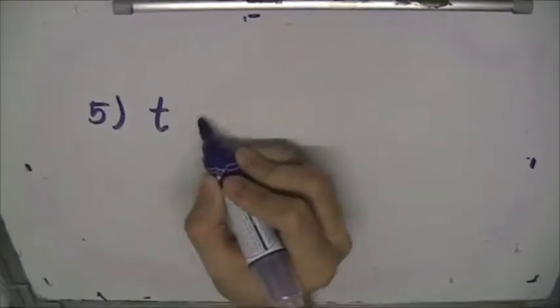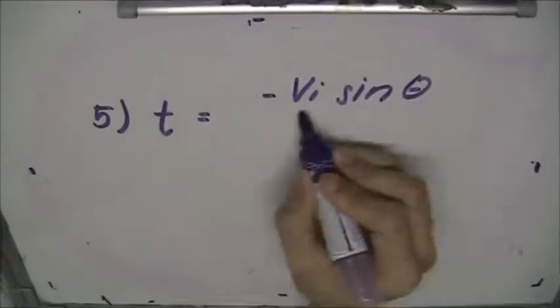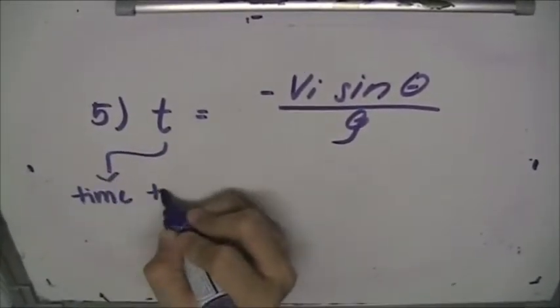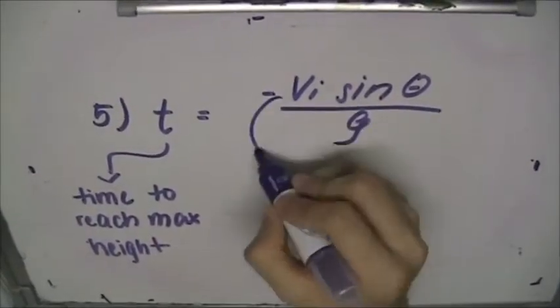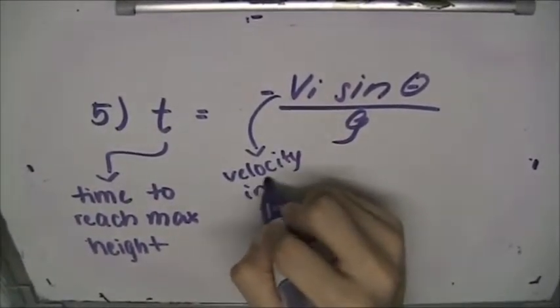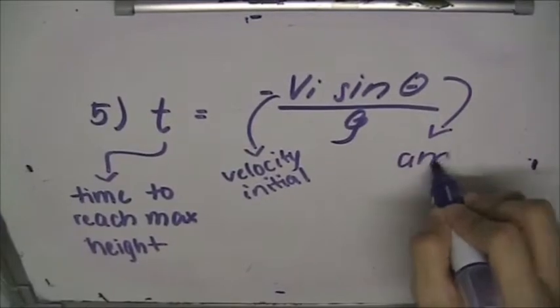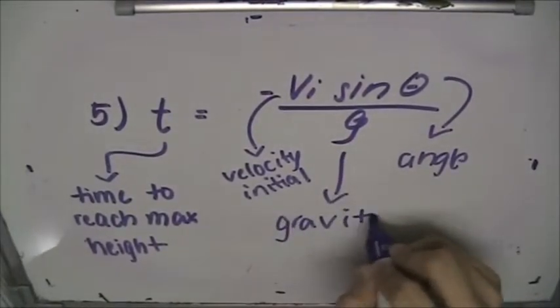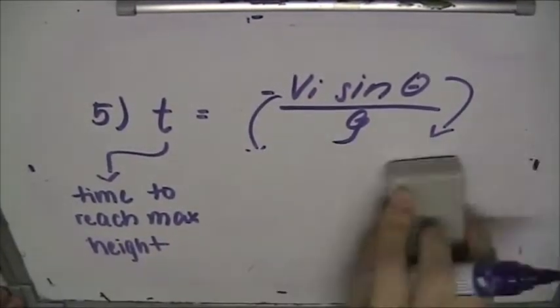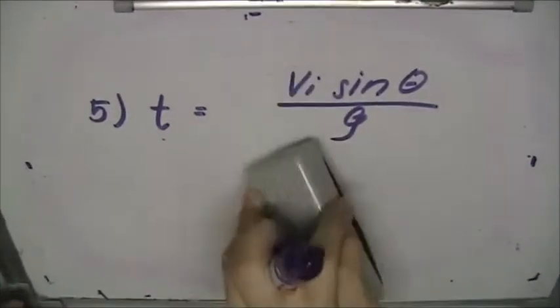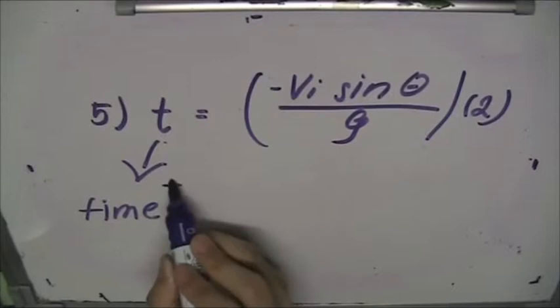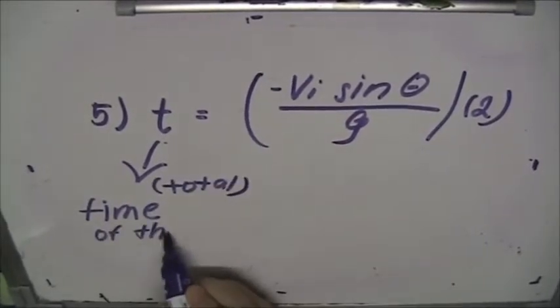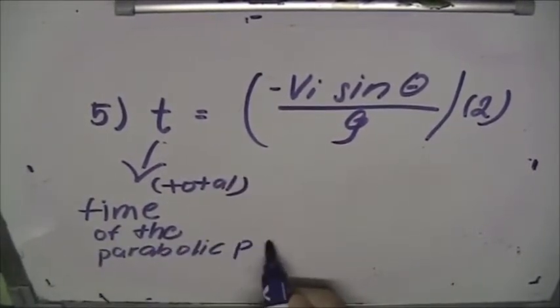Fifthly, t equals negative Vi sine theta over g. T means time to reach maximum height, while negative Vi means the initial velocity multiplied by sine theta, the angle, over g gravity. This formula can also be used to find the total amount of time of the parabolic path by multiplying it by 2.